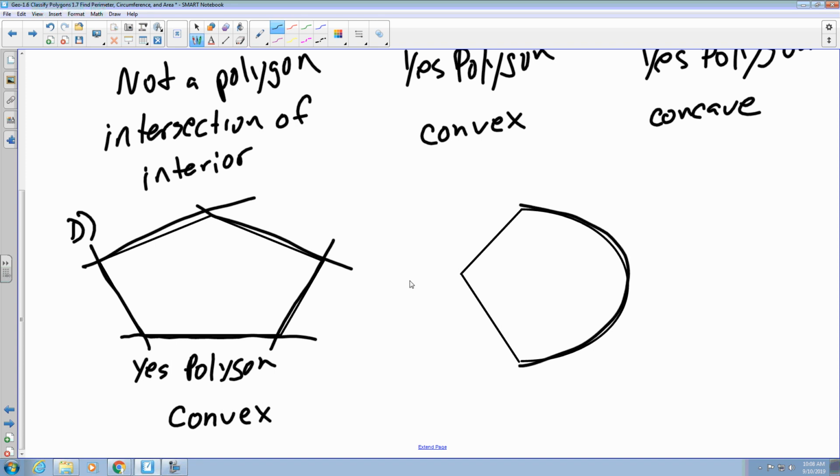And then the last one, I have this curvature here. Can't you have a curve? So not a polygon. And I'm just going to put curve right there.